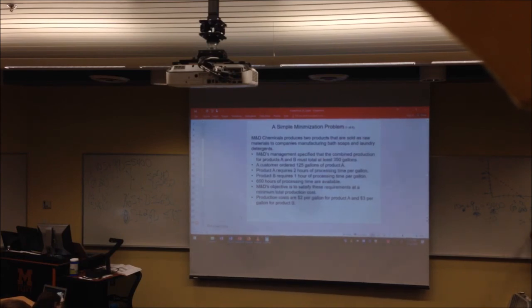Less than or equal, greater than or equal to 125 gallons, or equal to? Say it again. That's right. We are making at least that many of chemical A because I'm making sure I'm filling that order.